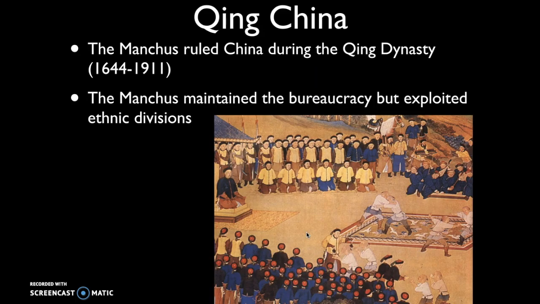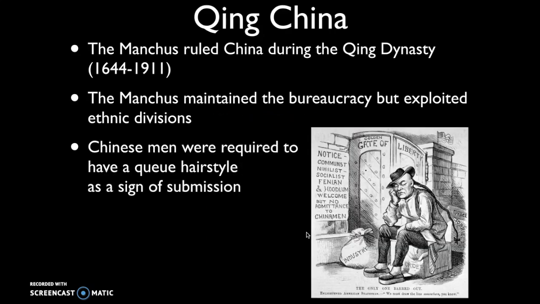Now the Manchus are going to maintain the bureaucracy, much like the Mongols had done before, the Yuan, when they ruled China, but they're really going to exploit ethnic divisions. Whenever you're dealing with an empire where a minority ethnicity rules over a majority of people, in this case the Chinese, who are of a different ethnicity, it's really important that you put in place certain laws and rules that are going to allow you to maintain your supremacy. And the way the Qing did this in China was they required Chinese men to wear a certain hairstyle, the queue hairstyle, short in the front and a very long ponytail in the back. And this was really seen as a sign of submission.